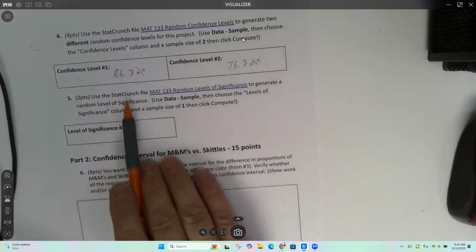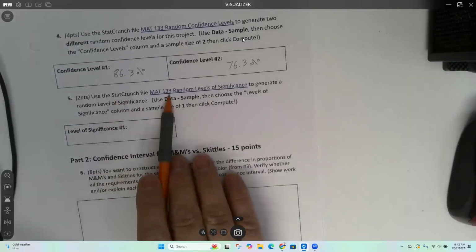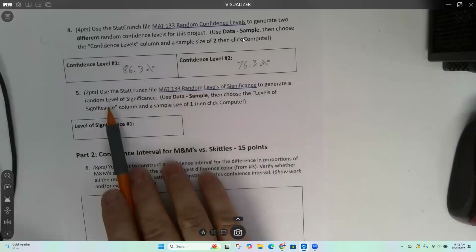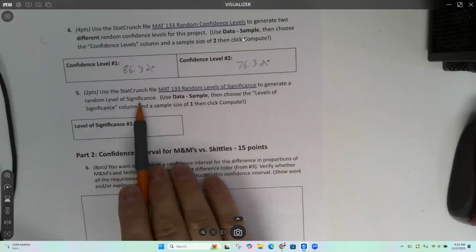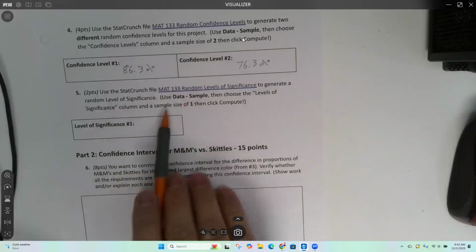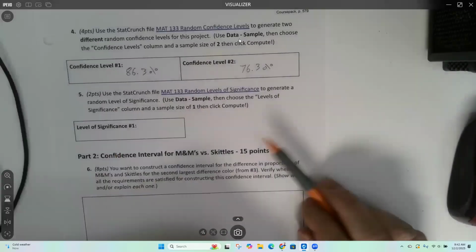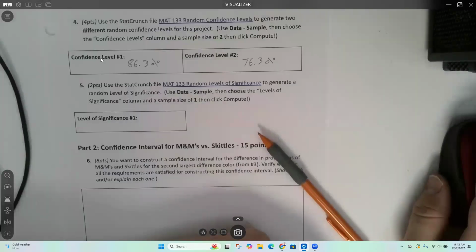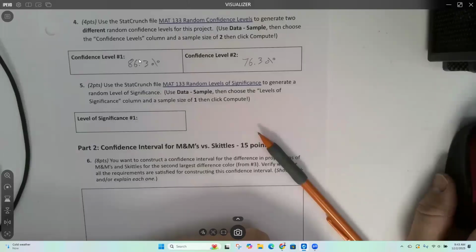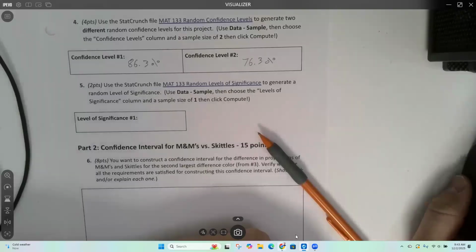next, use this one for levels of significance to generate a random level of significance. Same thing, except we're going to get a sample of one. And levels of significance, you remember that's our alpha. And these two are related. Confidence level and level of significance are going to add up to 100%. Okay. So if my confidence level is 86%, then my alpha in that case would be like 14%. Okay.